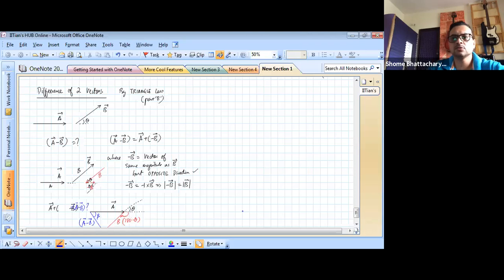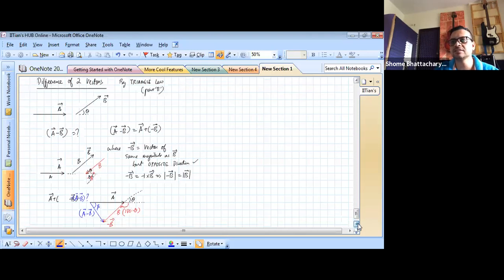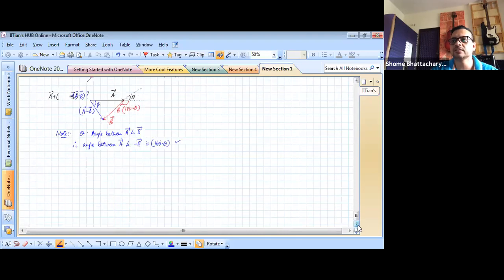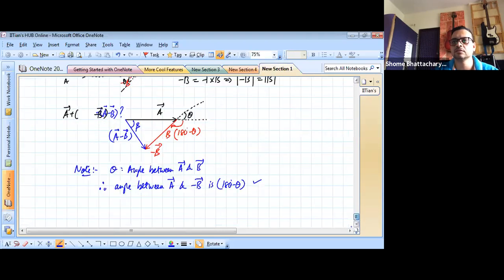Okay, so people understood up to this final step here. So what we are doing now is, from the vector B, we are constructing the vector minus B. That is the vector opposite to the vector B in direction, but of the same magnitude. So once we have constructed the vector minus B, then what we are doing is we are adding the vector minus B to the vector A.